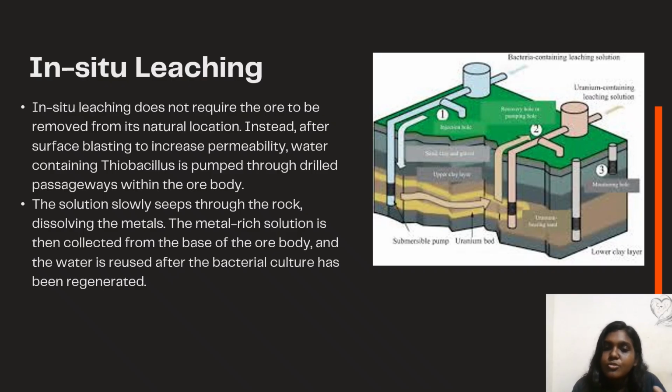And then the recovery of the pregnant solution. The metal-rich pregnant solution is pumped to the surface through recovery wells. After that, the metal is extracted. The metals are recovered using ion exchange, solvent extraction, electrowinning, or precipitation. And then the recycling of the leaching solution. The leaching solution is treated and the barren solution is re-injected into the wells. Likewise, the solution is recollected through the mineral-rich body and the bacterial culture is regenerated, and it can be used for other purposes to enrich other sites.